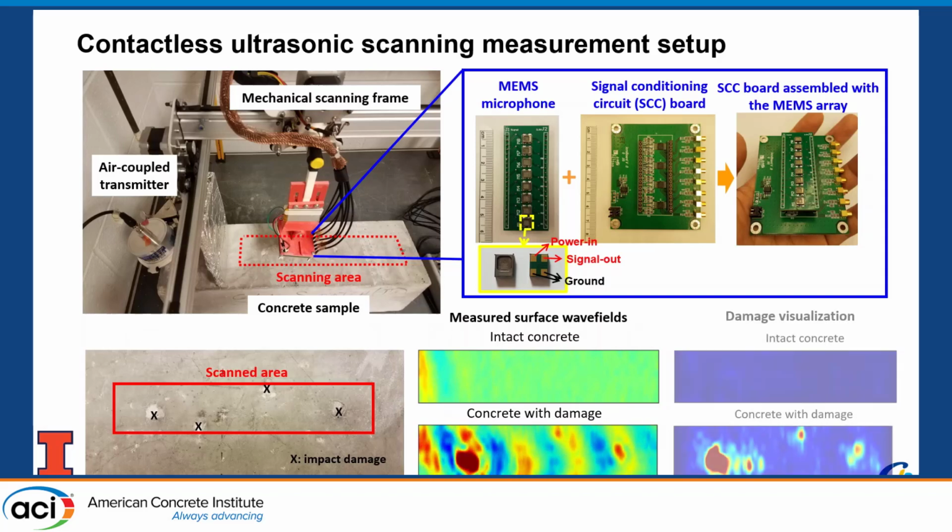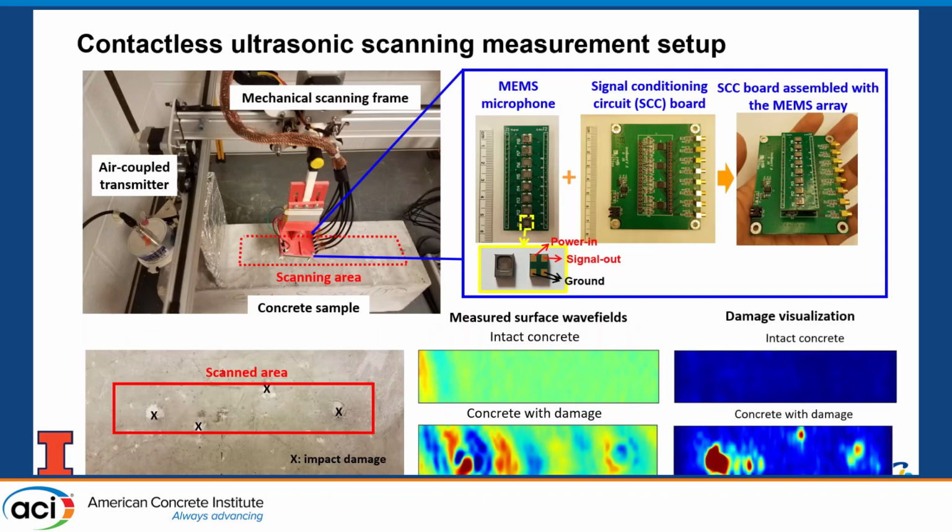And then when we map in 2D that incoherent pulse, we see that in the intact region, we don't have any of them. And in the cracked region, we have indications exactly where the cracking is. And these are very small amounts of cracking.